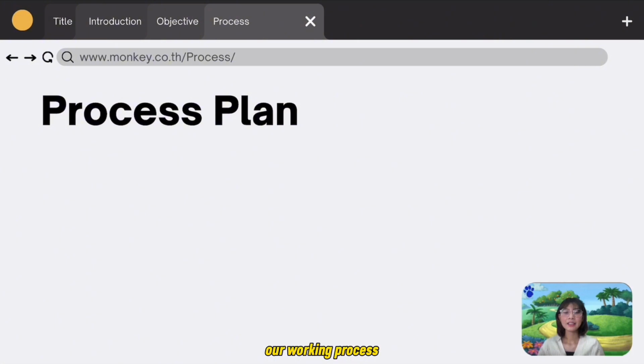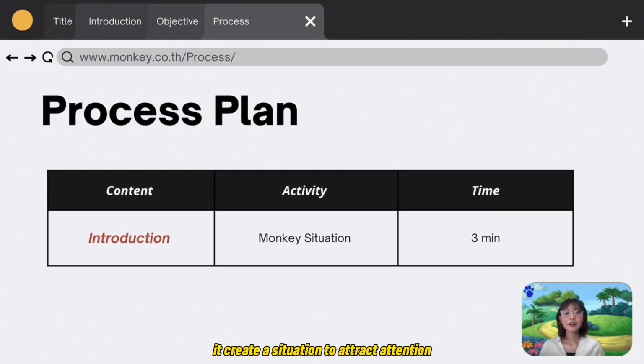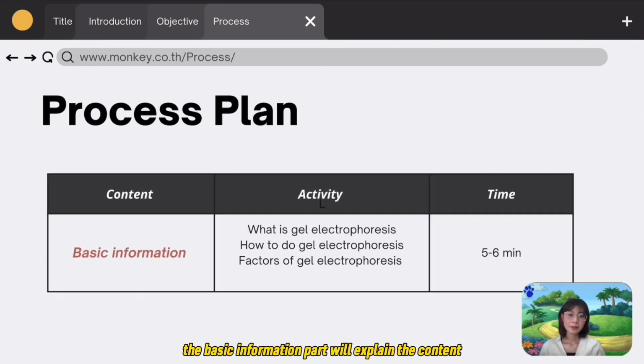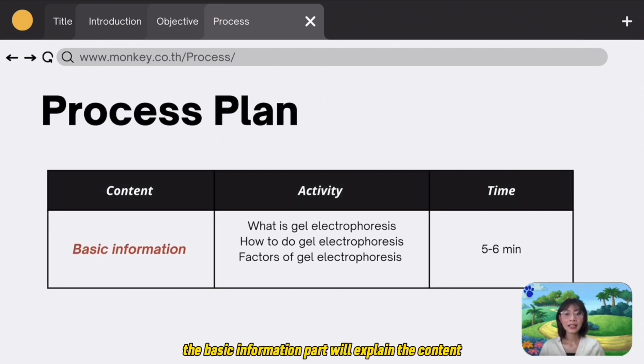Our working process is divided into 4 parts. The first part is the introduction. It creates a situation to attract attention and stimulate learning by asking questions. Take 3 minutes for this part. The basic information part will explain the content related to electrophoresis. Take around 5 or 6 minutes.